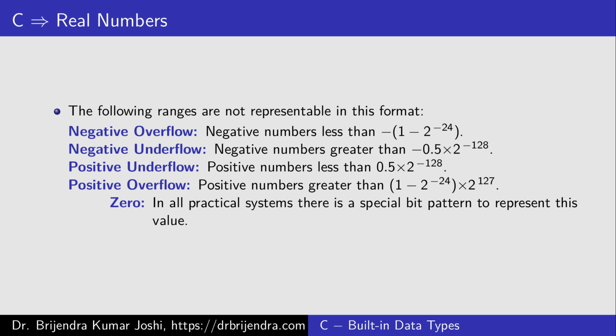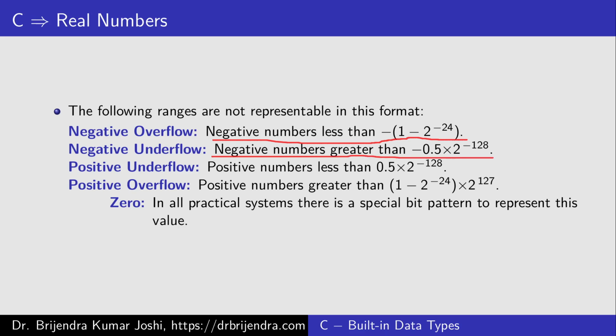The following ranges are not representable, like negative overflow. We call those numbers negative overflow. It means any number which is less than this number cannot be represented. So we call it negative overflow. And negative underflow, negative numbers greater than this number.